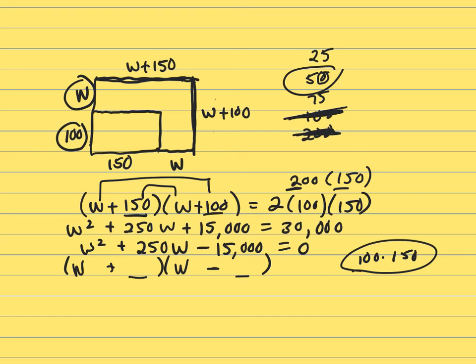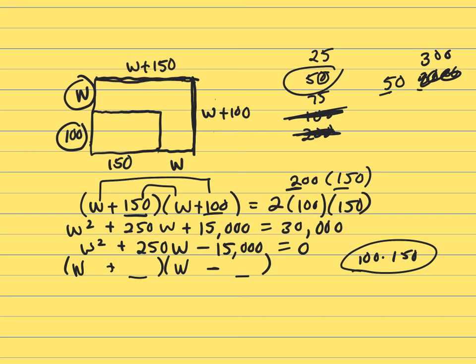So 50, and then what number? 50 times what gives you 15,000? That would be 300, wouldn't it? 50 times 300? Yeah, because 5 times 3 is 15. Ooh, I said 3,000, sorry. And look, the difference between the two numbers is 250. So that's going to work.